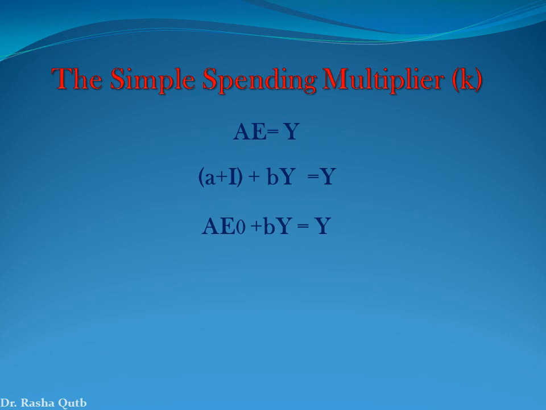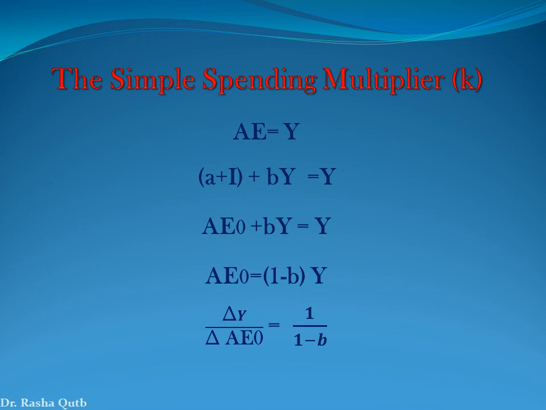which is autonomous aggregate expenditures. We write it AE naught plus BY, where B is the slope of the AE function, which represents the marginal propensity to consume, MPC. Thereby, we finally get the change in Y over the change in autonomous aggregate expenditures equal to 1 over 1 minus B. What does it mean? It is the formula of the simple spending multiplier, which refers to the final change in equilibrium national income resulting from a change in autonomous spending by 1 unit.